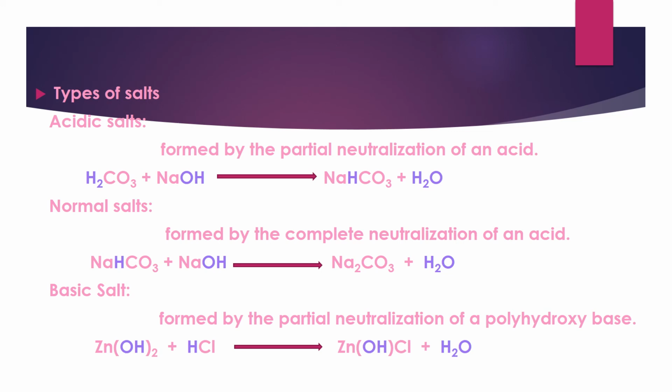When zinc hydroxide reacts with hydrogen chloride acid, the product is zinc hydroxychloride and water. This zinc hydroxychloride has one hydroxide ion in it, so zinc hydroxychloride is a basic salt.